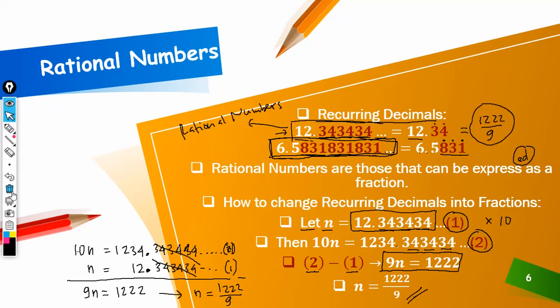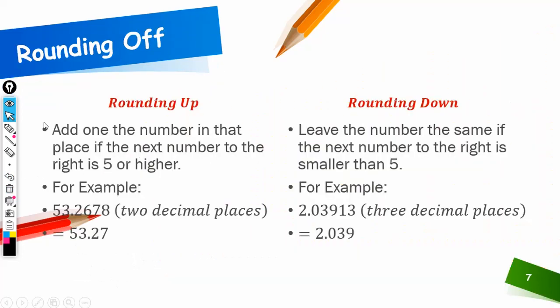Now, let's move on to the next one, rounding off. Rounding off, or in bahasa Indonesia pembulatan. There are two kinds of rounding off. The first one is rounding up and the second one is rounding down. Pembulatan ke atas dan pembulatan ke bawah. For rounding up, add 1 to the number in that place if the next number to the right is 5 or higher. Jadi tambahkan 1 pada bilangan itu jika bilangan setelahnya itu sama dengan 5 atau lebih dari 5.